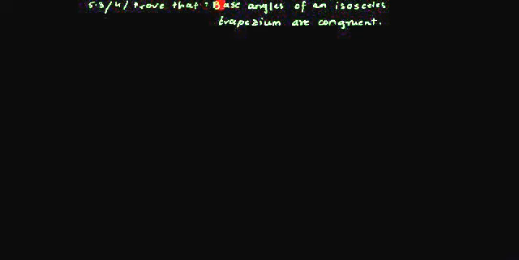We have to prove that base angles of an isosceles trapezium are congruent. Very easy sum. Let us start with the diagram. So this is our isosceles trapezium.